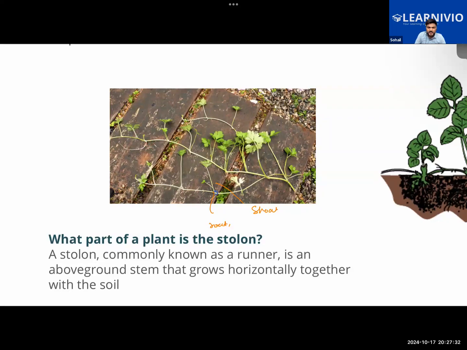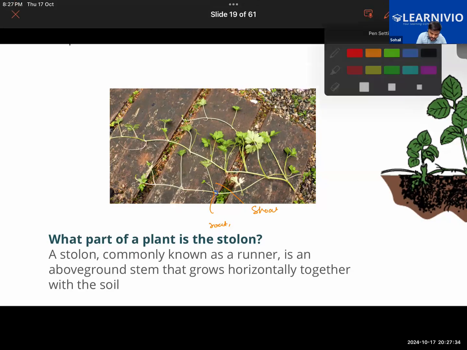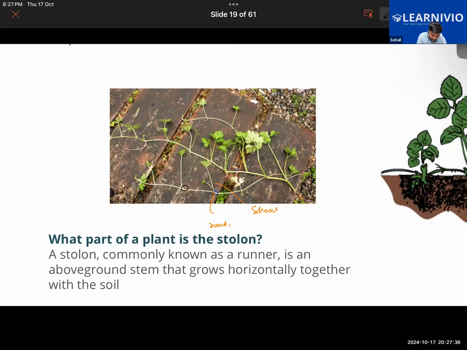Spatial buds are present here, over here, here, and here. From this bud, the root and the shoot can develop, and hence a new plant grows.